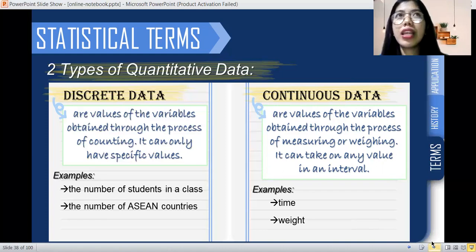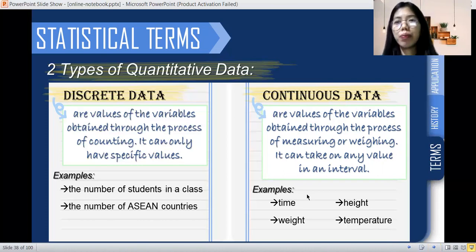Yung weight natin, pwede siyang 49.7 kilograms. So, pwede po siyang whole number at pwede din po siyang may decimal point. We also have the height and the temperature. So, ayan po sila yung mga examples. Again, when we are talking about discrete data, these are the results of counting. Tapos sa continuous data naman, results of measuring or weighing. Kung kaya't sa discrete data, whole numbers lang siya. Tapos sa continuous data, pwede nang may decimal or fraction form.